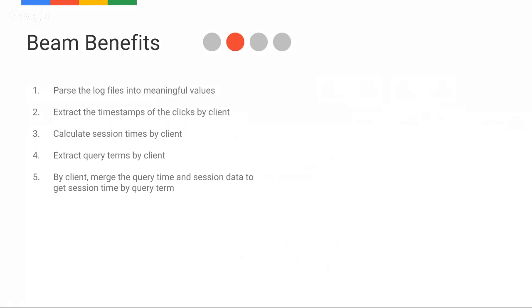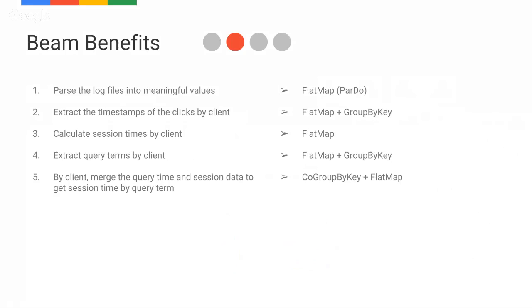Anyway, to go into an example of why the developer experience can be more intuitive with Beam, I want to return to the clickstream analysis. So we've got the steps here: parse the logs, extract timestamps, calculate session times, et cetera. One of the things that is meaningful that you can do in Beam is basically you map those one-to-one to functions. We'll talk a little bit more about what these different functions are in just a minute.